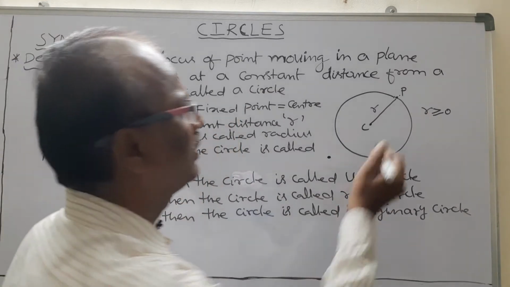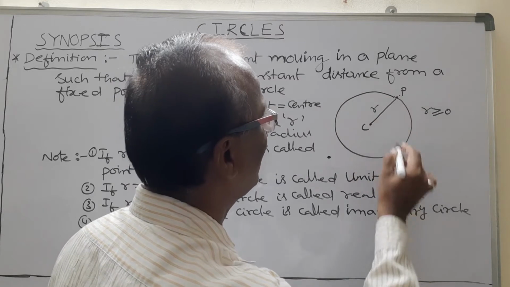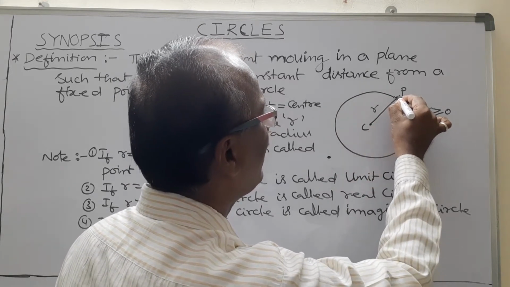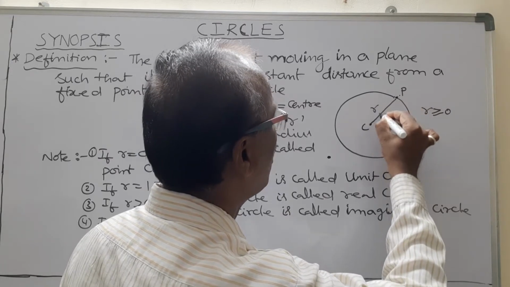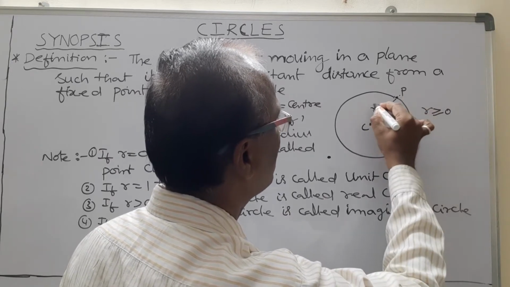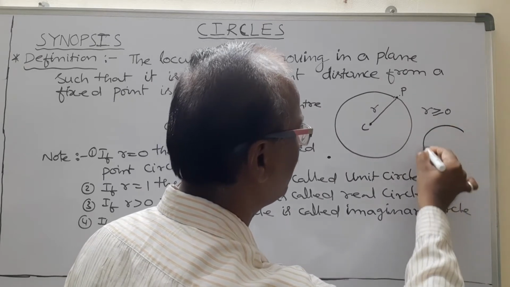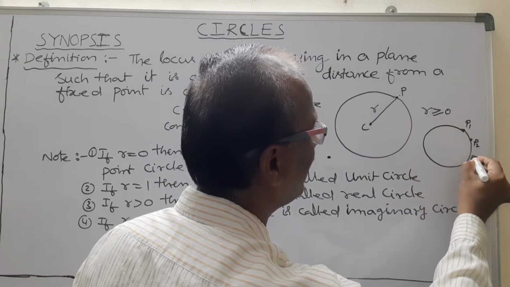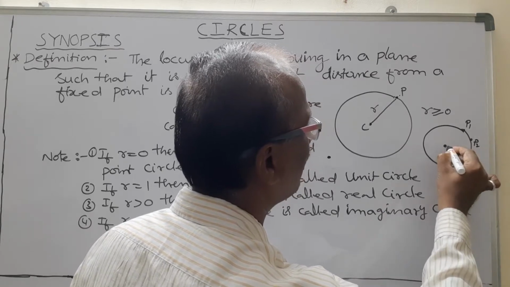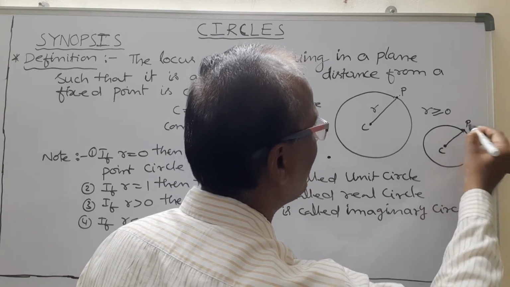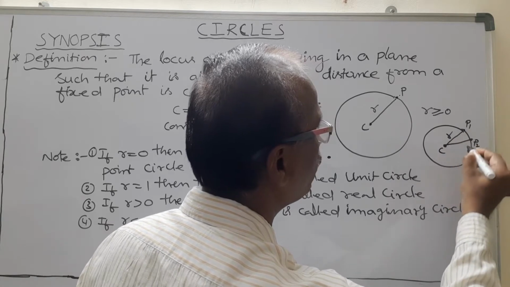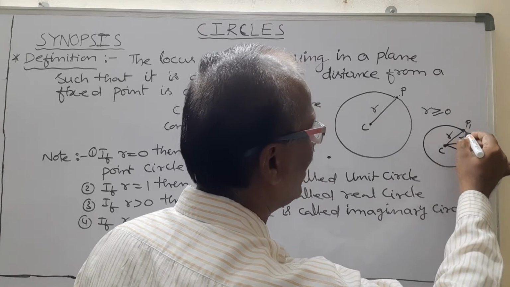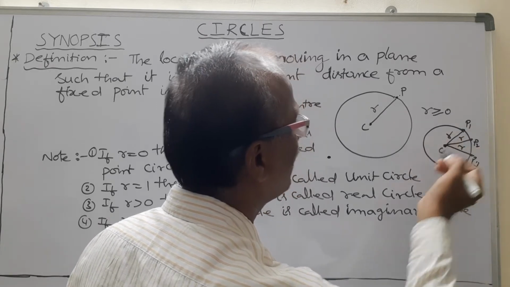Here is the diagram of the circle. This is the fixed point. The point P is in a plane. R is the constant distance. Here CP is the constant distance R. By observing, so many points P1, P2, P3 lie on the plane. This is the constant point. The distance CP1 is R units. The distance CP2 is R units. The distance CP3 is R units. Join these points to form a circle.